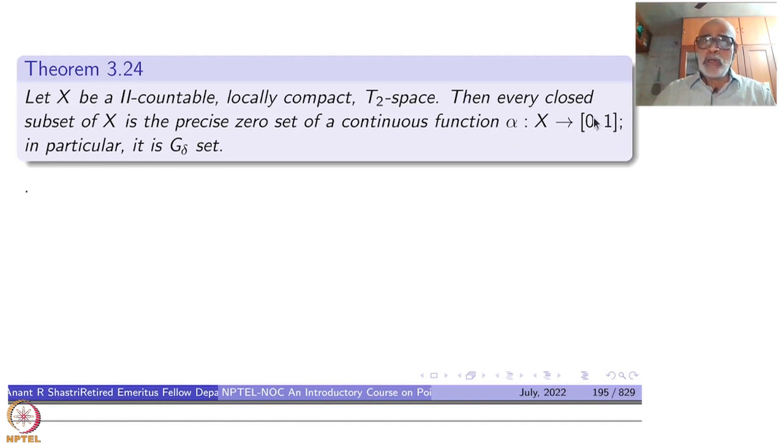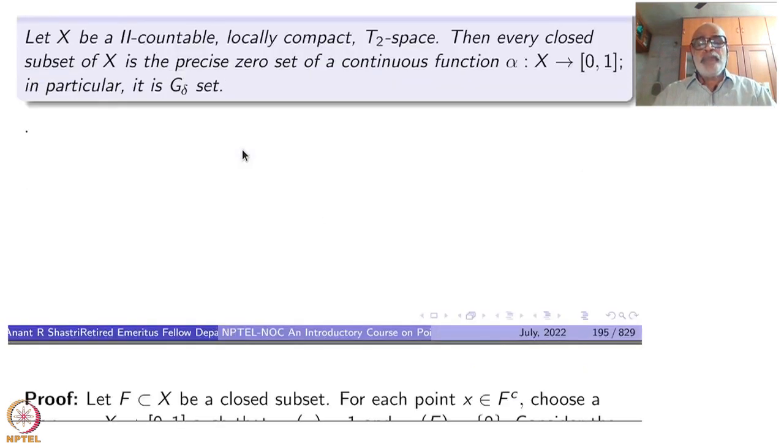You can choose the codomain to be the closed interval [0, 1]. Once you have this, it follows that such a set is a G delta set also, because the zero set of a continuous function is a G delta set. You can just write it as the intersection of alpha inverse of the open set [0, 1/n). So how do we prove this one? It's not difficult.